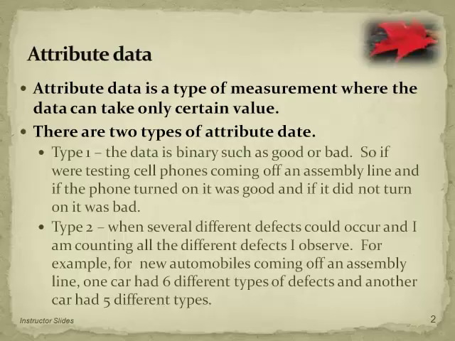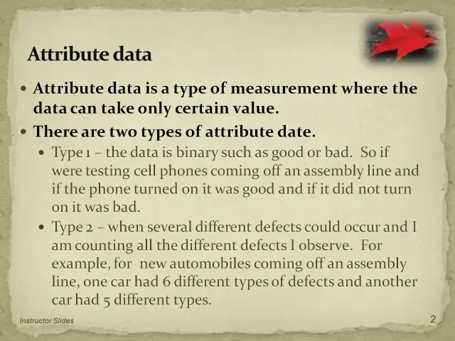So the other type of data that we can have besides variable data is referred to as attribute data. Attribute data is a type of measurement where the data can take on only certain values. It cannot take on any value, just only certain values. And there are two types of attribute data. There's one type where the values that you measure are binary. That is, it is either good or bad.